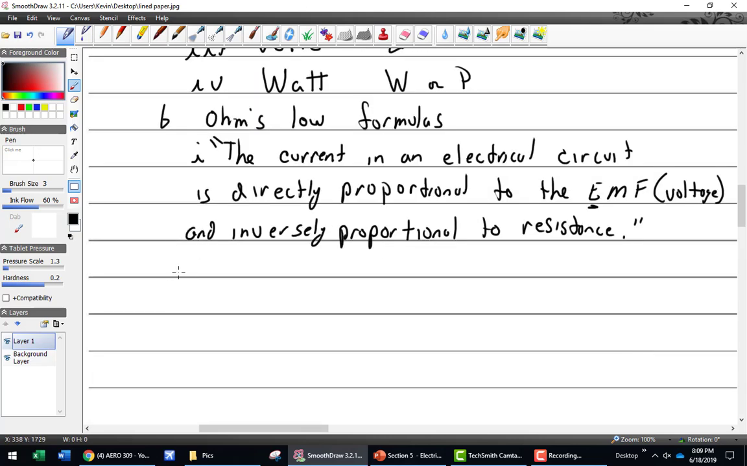Another way of saying Ohm's law is 1 volt causes 1 amp of current to flow through 1 ohm. How you like that?